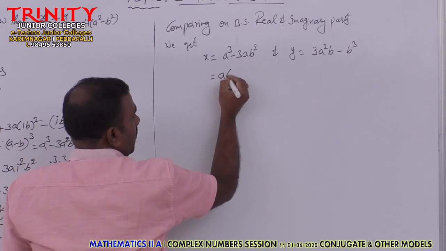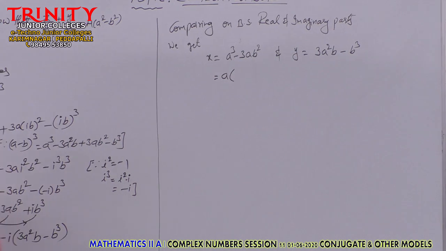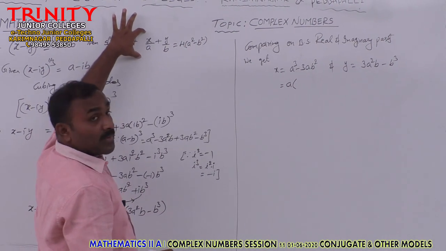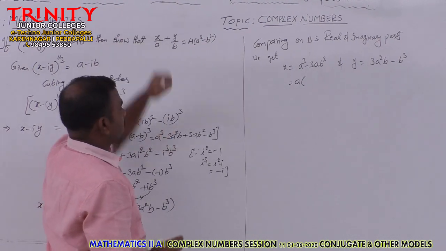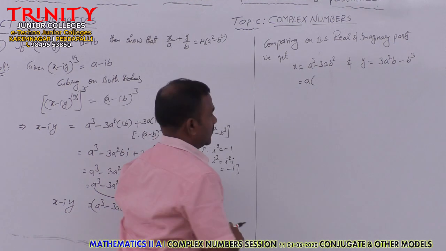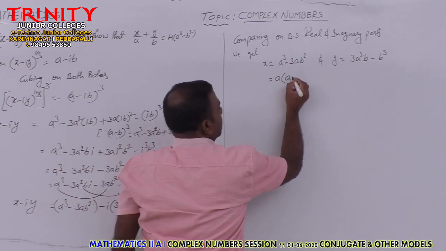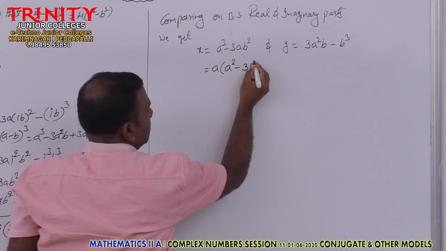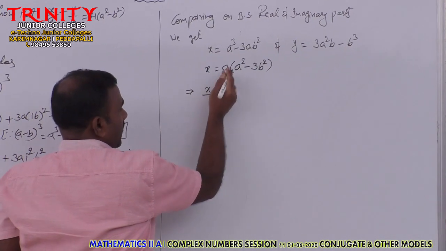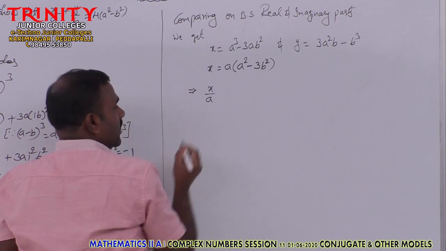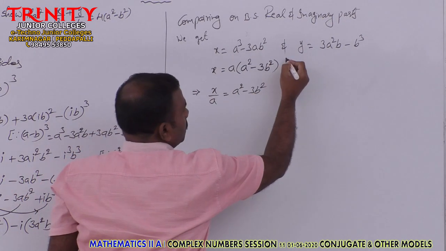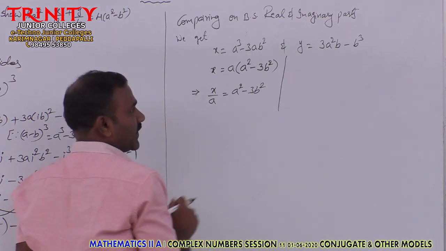Now, x is equal to a cube minus 3ab square. I am taking a common. Why are we taking a common? Because I want to get the value of x by a. That is the reason we are taking a as common. Then it becomes a square minus 3b square. Taking a to the denominator, x by a is equal to a square minus 3b square. This is the value of x by a.